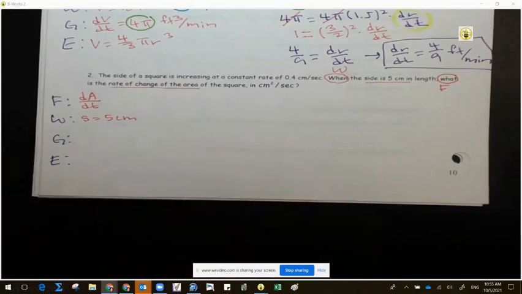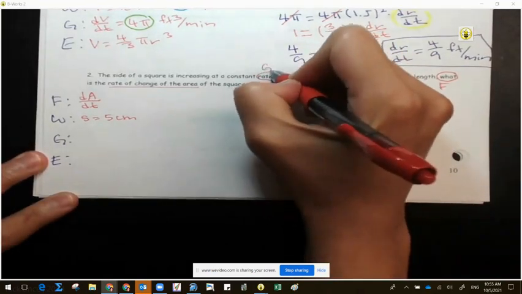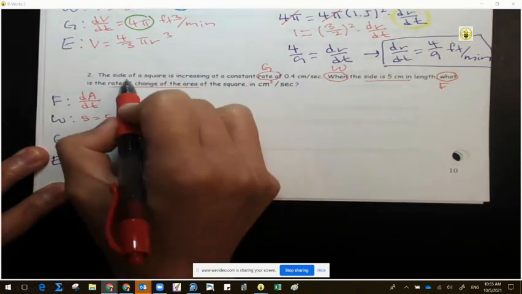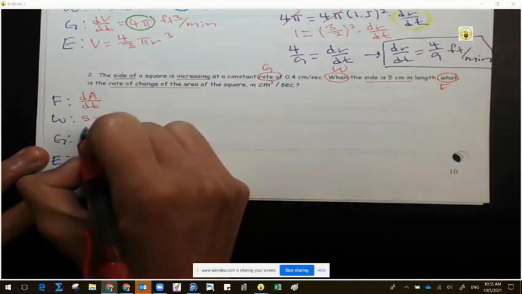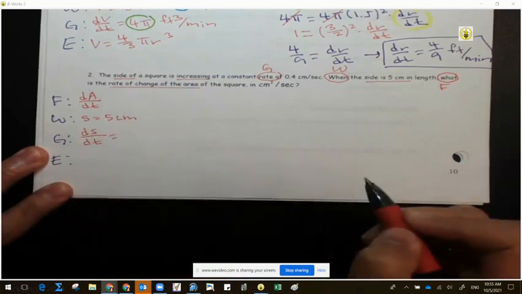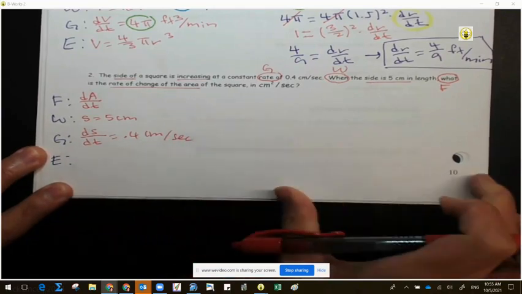And try to differentiate your S from 5s because they typically look the same, at least for mine. Now there's a given rate. Is there a rate of? Our rate, and this rate is, the side is increasing. So we have ds over dt. So it's at 0.4 centimeters per second.